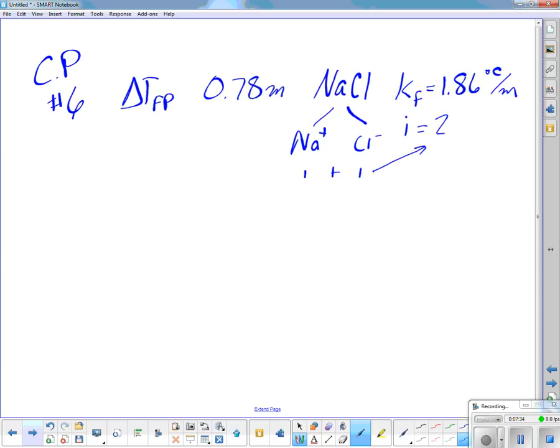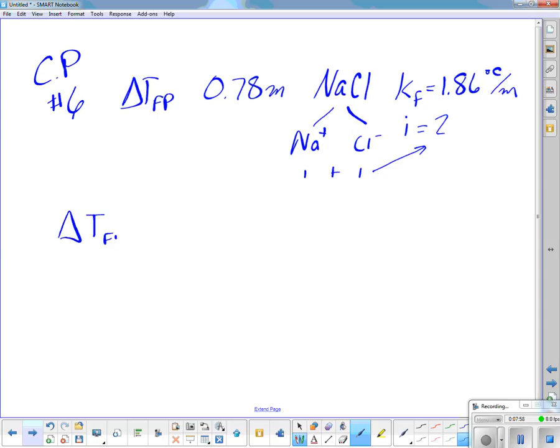I just ask, how many parts will it break into? If it's ionic, how many ions do I have? If it's covalent, it's always 1. If it's something like C6H6, or like we had on the other one, C3H8O, that's not going to break apart. We don't know specific ions. Okay? All right, so here we're going to do the same equation.